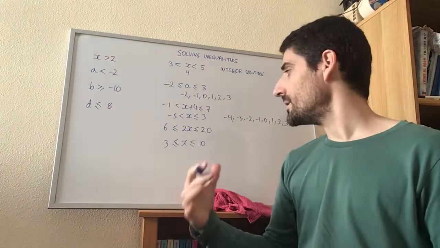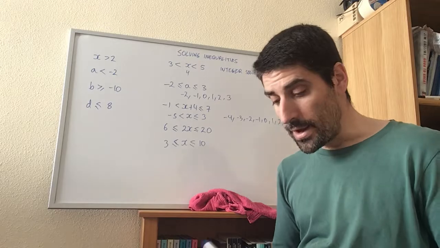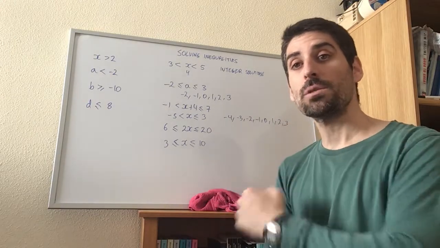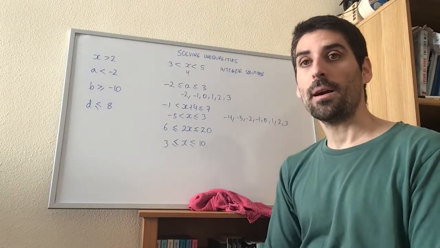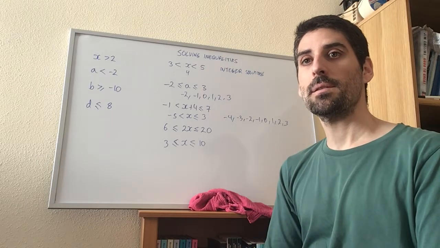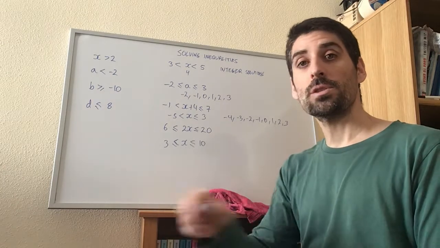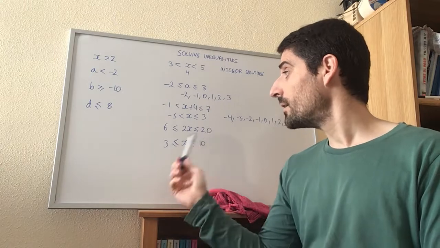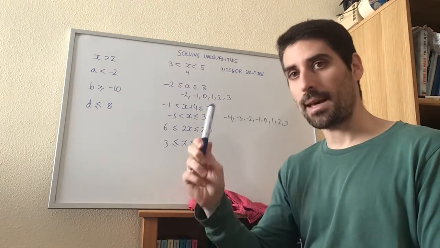So now 3 is less than or equal to x, which is less than or equal to 10. And if the question asks to find all the integer solutions to this inequality here, well, think about it. I'm going to give you 5 seconds. 3, 2, 1. All the possible integer solutions that you have to write, yeah, all of them. Remember, you have to write all the possible solutions: 3, 4, 5, 6, 7, 8, 9, and 10.